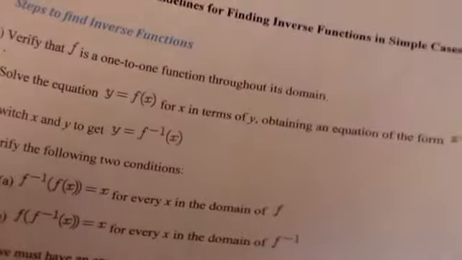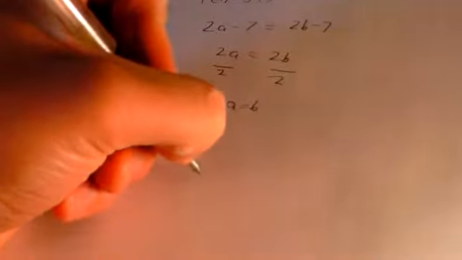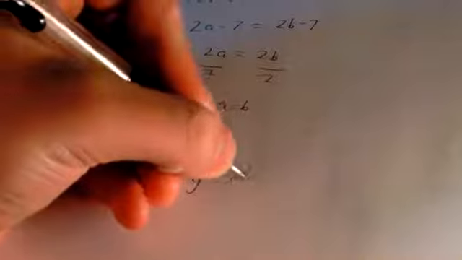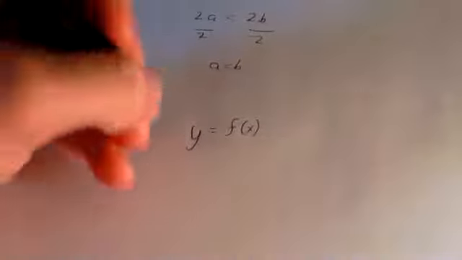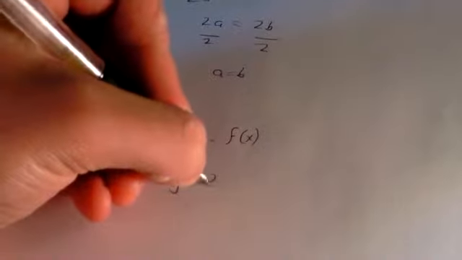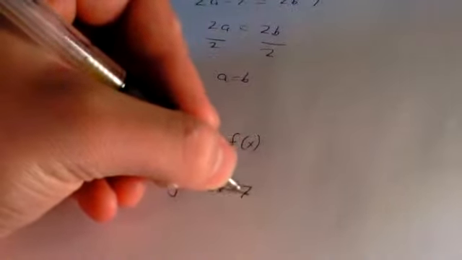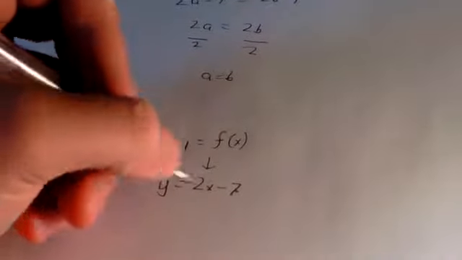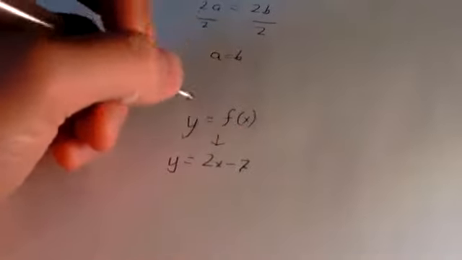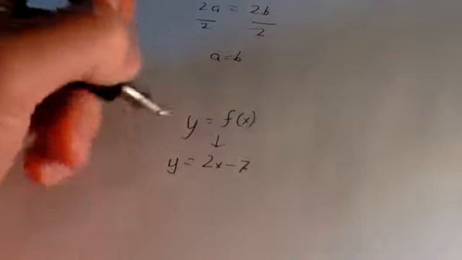Alright, the next step, like it says right here, is to solve the equation y equals f(x) for x in terms of y, obtaining an equation in the form x equals f inverse of y. So we're going to take the equation y equals f(x). Well, if f(x) is defined as 2x minus 7, then we could rewrite this as y equals 2x minus 7. So that's our equation y equals f(x). Alright, and now we're going to solve this equation for x in terms of y.